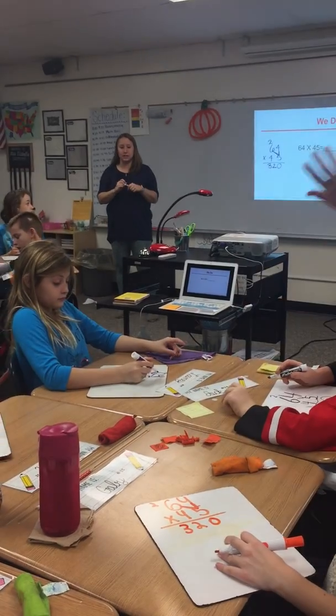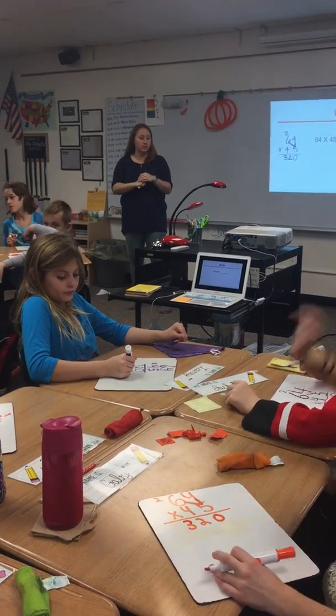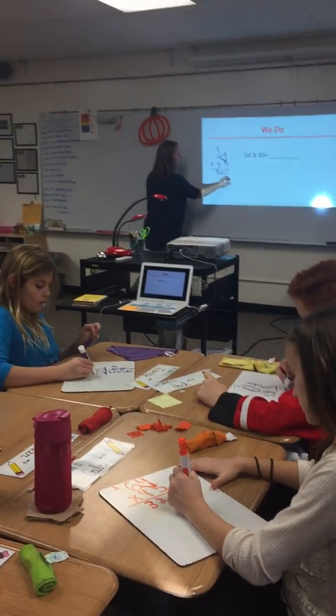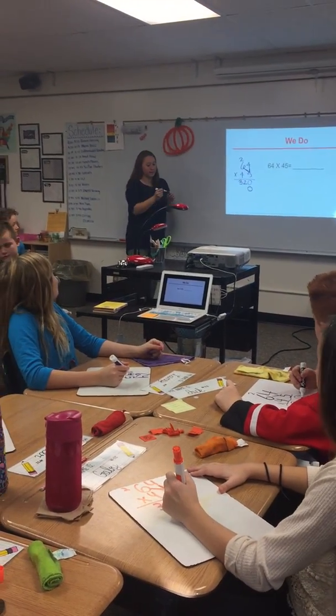Remember, this is a step that's easily forgotten. Tell your group what it is. Placeholder 0. Placeholder 0. So I'm going to add that placeholder 0 because I'm moving into the tens place.